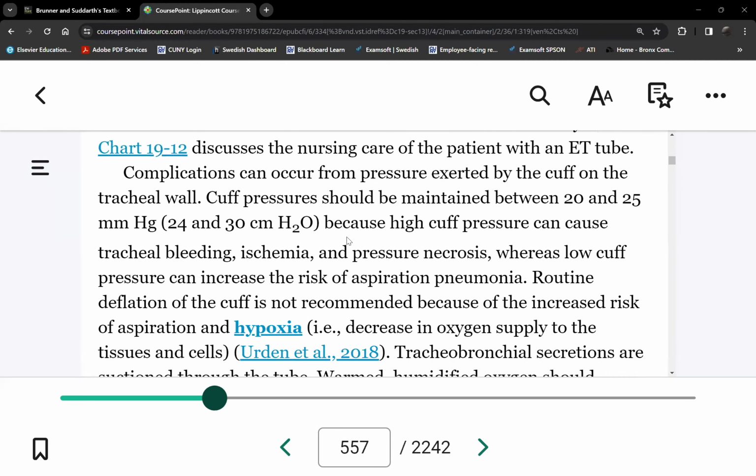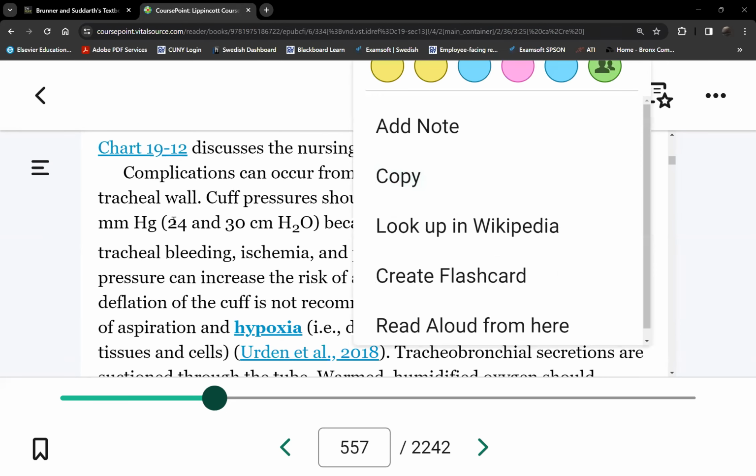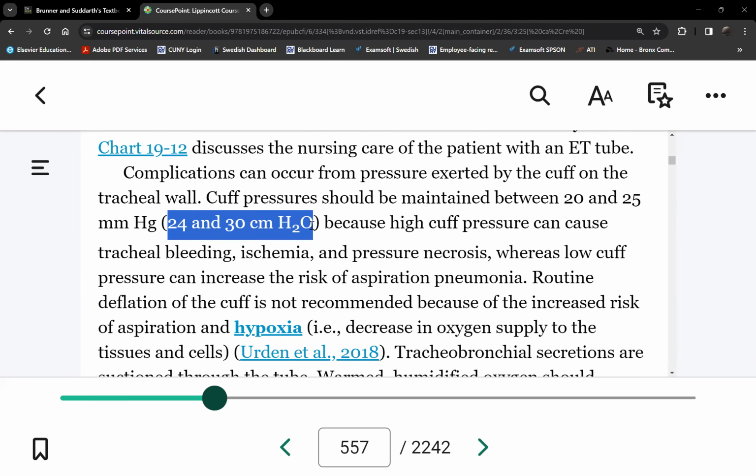Okay, very good. Here, the numbers are a little different, so we'll follow your textbook. I was following my institution's numbers. So your textbook says 20 and 25 millimeters of mercury, and then 24 to 30 centimeters of water. Are we clear? Yes. What will happen if the pressure is under 20? Leaking and aspiration. Very good.